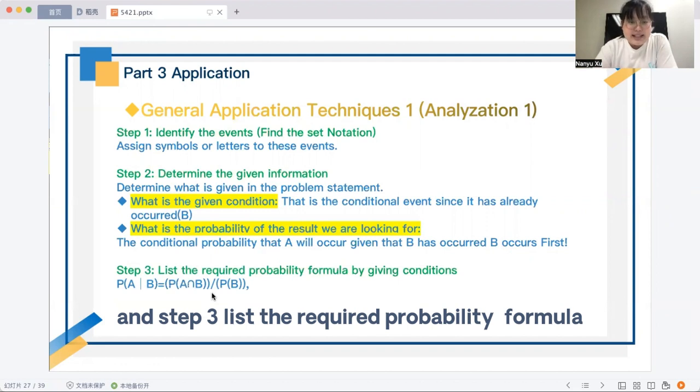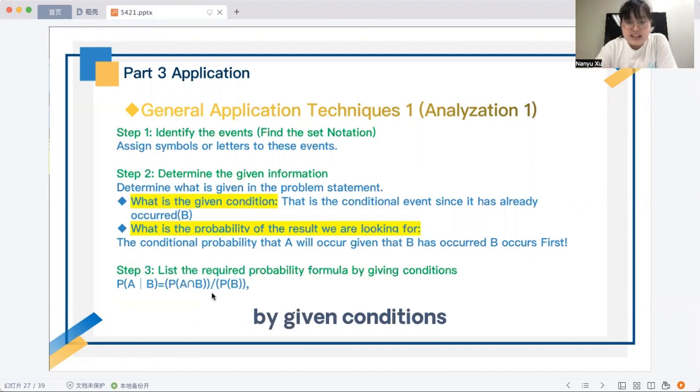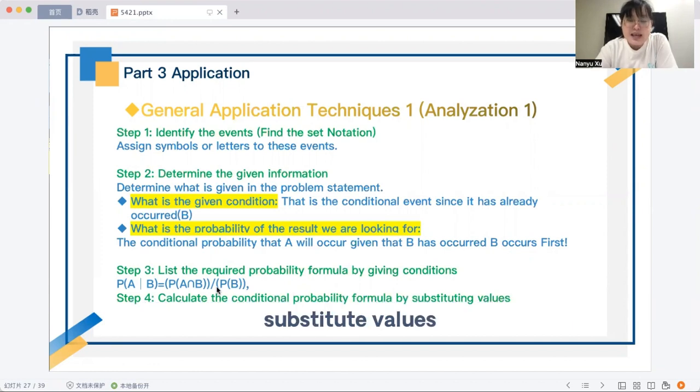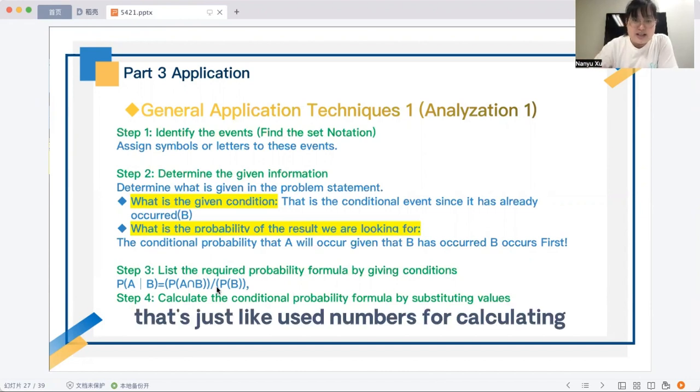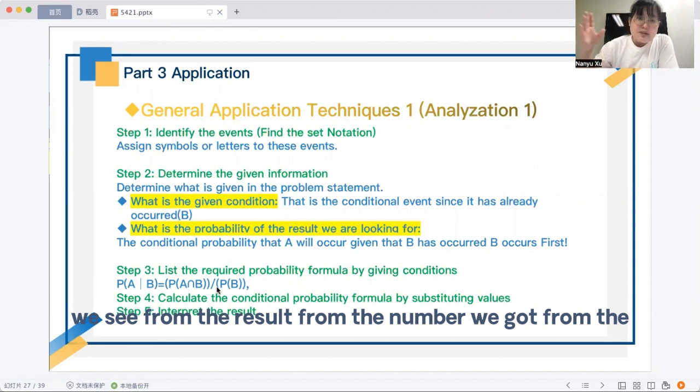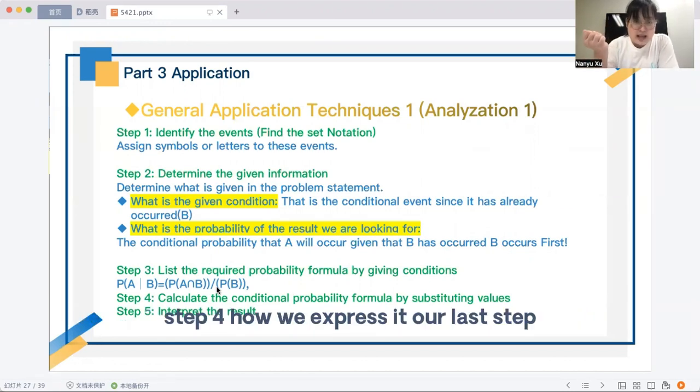And step 3, list the required probability formula by given conditions. The probability of A given B is equal to the probability of A and B divided by the probability of B. Step 4, we calculate the conditional probability formula by substituting values, just like using numbers for calculating. Step 5, we interpret the result. We see from the number we got from step 4 how we express it as our last step.